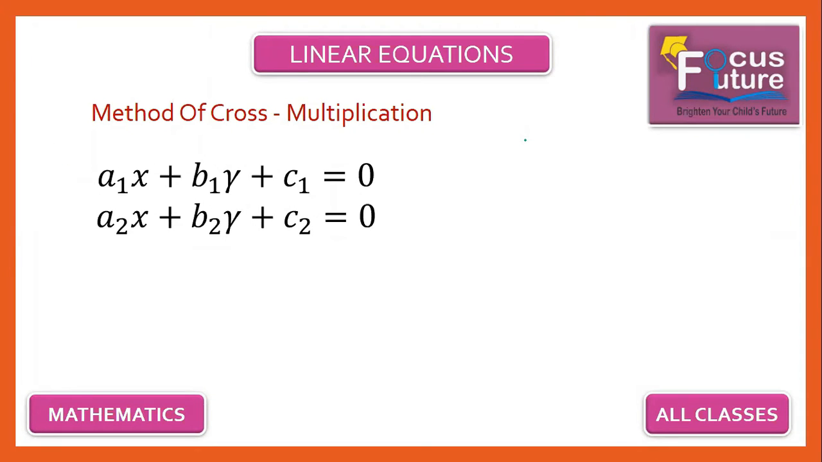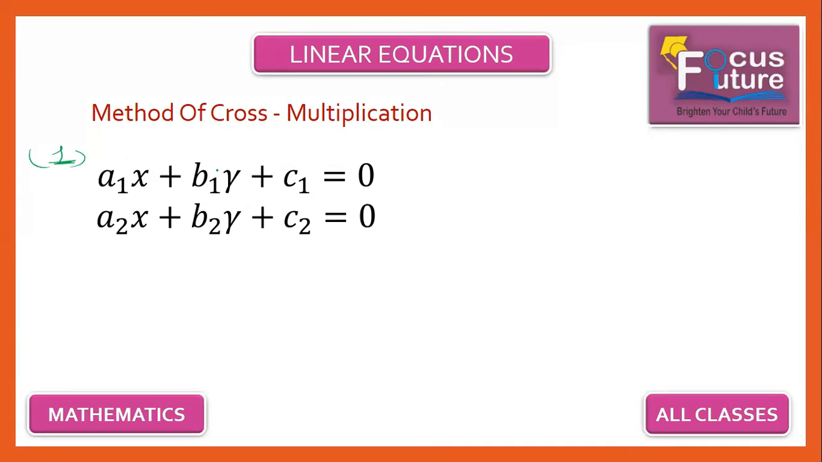To understand the method of cross multiplication, this would be your first step. You should form your equation in this manner: a1x plus b1y plus c1 is equal to 0, and a2x plus b2y plus c2 is equal to 0, where x and y are variables and c1 and c2 are constants.